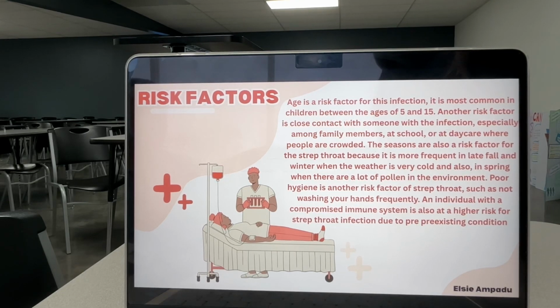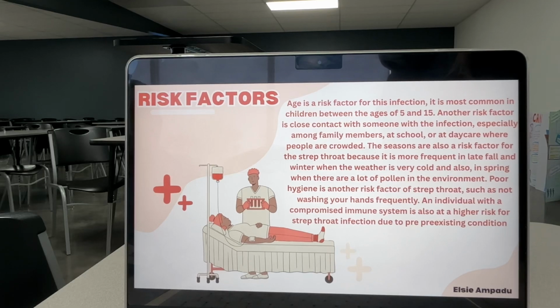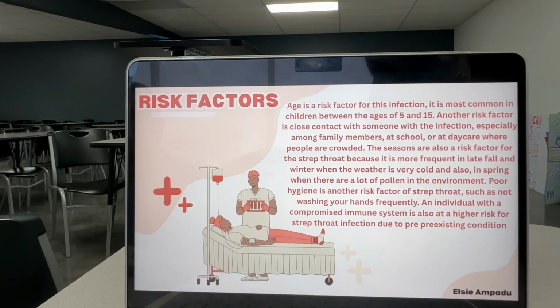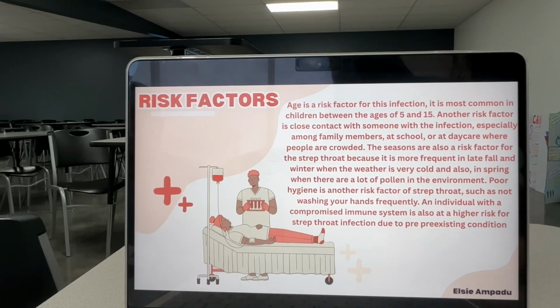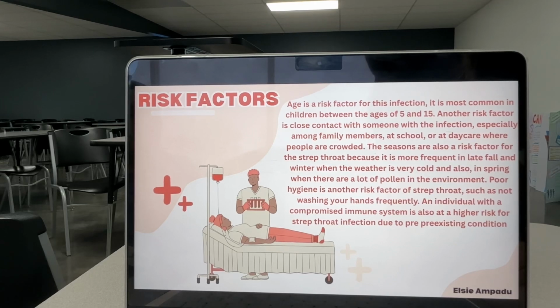Another risk factor is season. It normally infects people during the late fall and winter when the weather is very cold, and in spring when there is a lot of pollen in the environment. Another risk factor is poor hygiene. When people don't wash their hands, it helps them to get the disease.